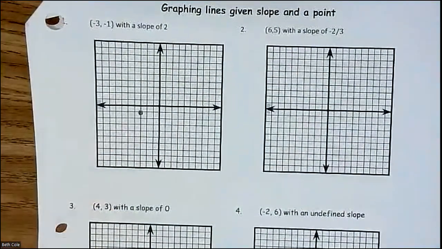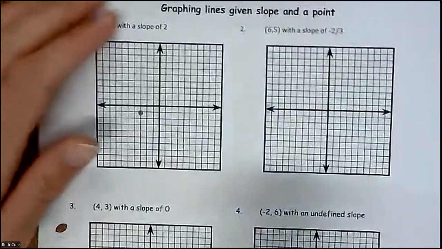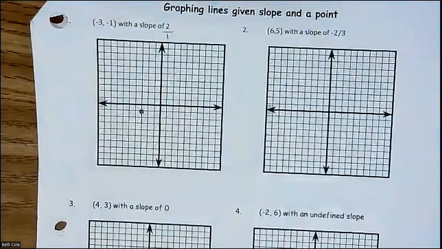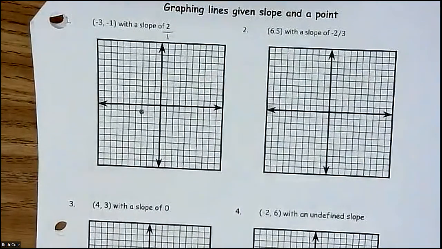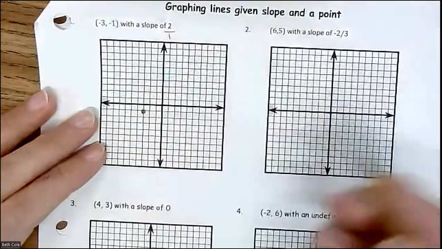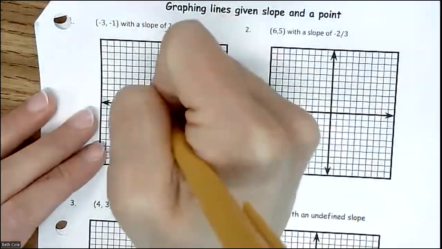And then slope is 2. Now it's really 2/1. So using words like up, down, left, and right, what is that? Like, what are the instructions? Up 2, right 1. Good, up 2, right 1. So from this point, you're going to go up 2, right 1.